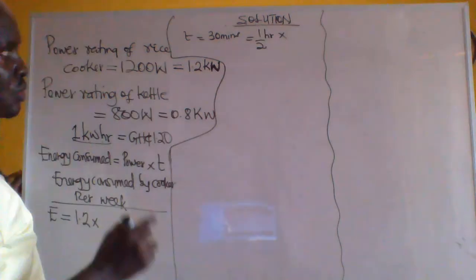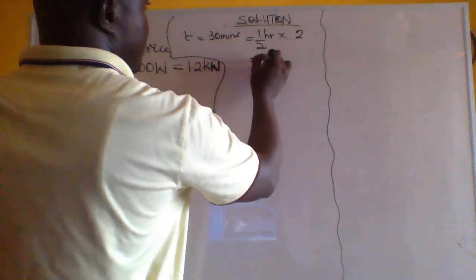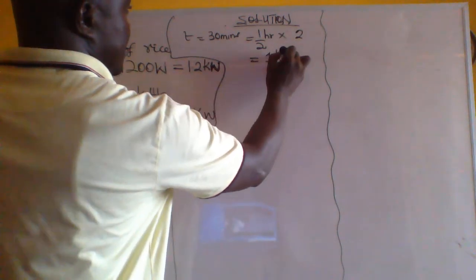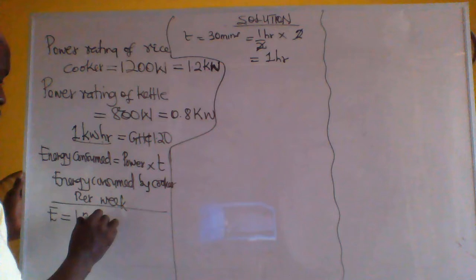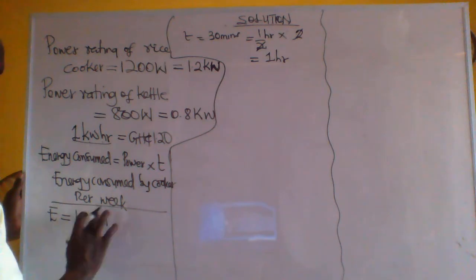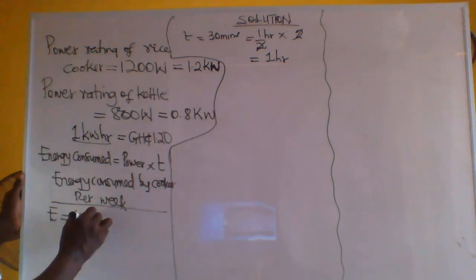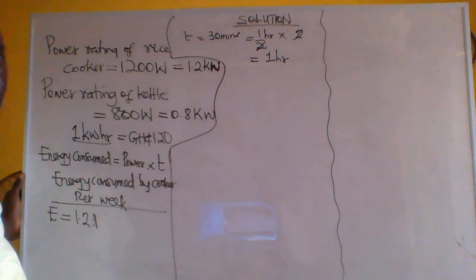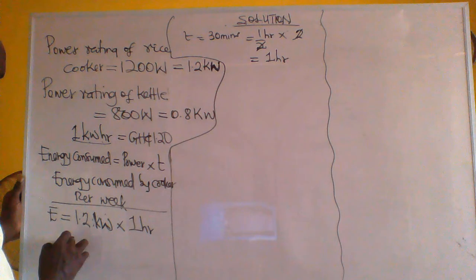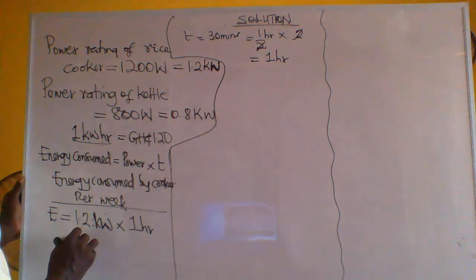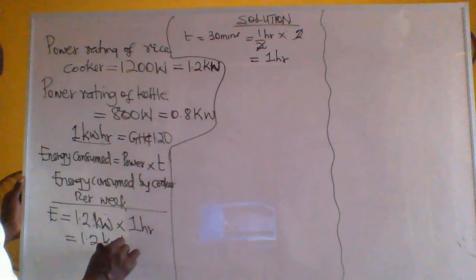But she does this twice within the week, so times 2, giving us 1 hour. So we have 1.2 kilowatt times 1 hour. So the energy consumed within the week is 1.2 kilowatt hour.